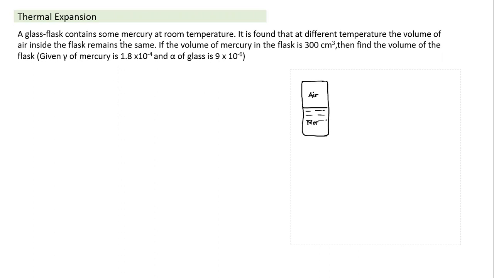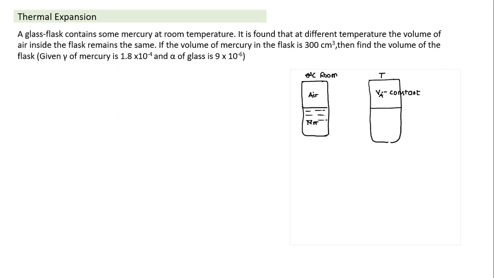So what is said here is that it contains some mercury at room temperature. It is filled at room temperature. It is found that at different temperatures, the volume of air inside the flask remains constant. Any other temperature, the volume of the flask will change, and the volume of mercury also may change. But at any temperature T, the volume of air remains constant. That's what the question is. It's very simple if you understand the wording.